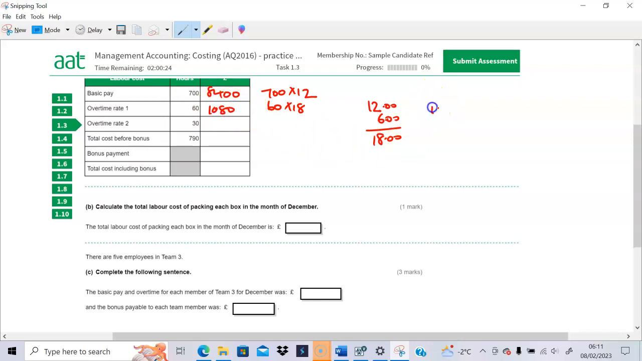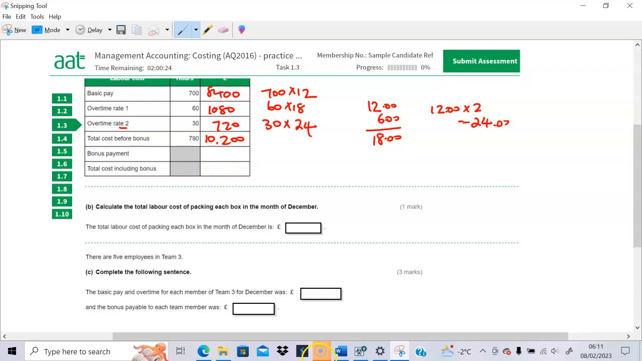And then we're told that the other one is double. So that's £24 when you work the overtime rate 2. So that's 30 times 24, and that's 720. And so we can work out the total cost before doing anything else. 8,400 plus 1080 plus 720 is equal to 10,200.